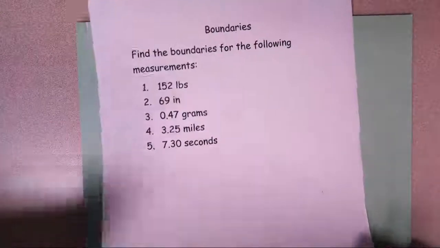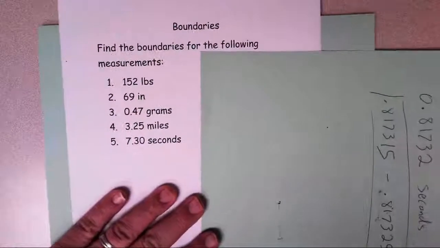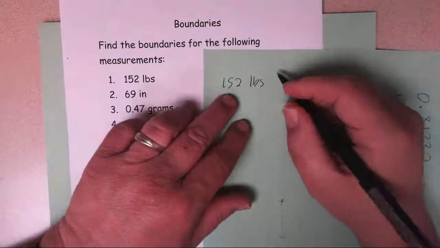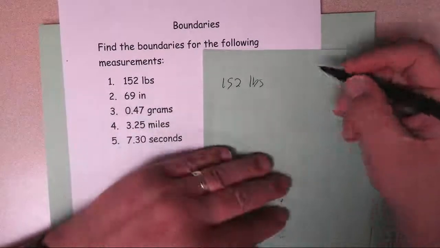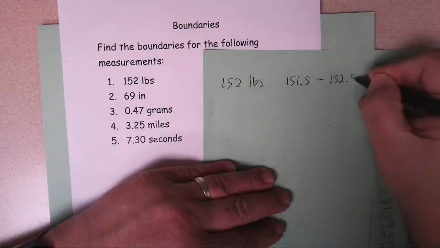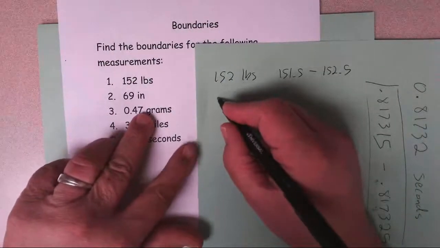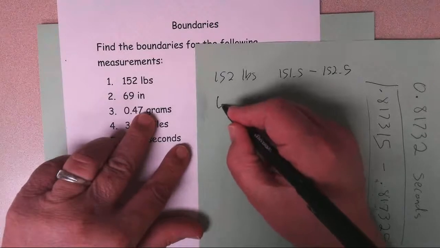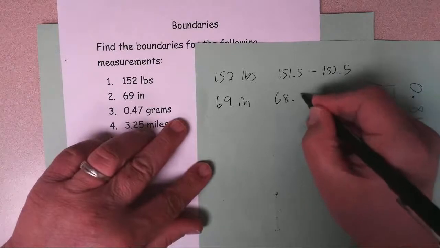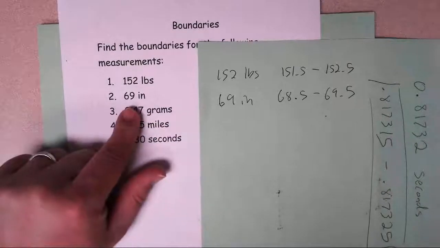Okay, so we'll go ahead and see how you did here. So 152 pounds. So if it's a whole number, then just subtract 0.5, add 0.5, right? So 151.5 to 152.5. So for whole numbers, that's what you're going to do. Okay? And so this one would be 69 inches. This would be 68.5 to 69.5. So you're adding and subtracting 0.5.